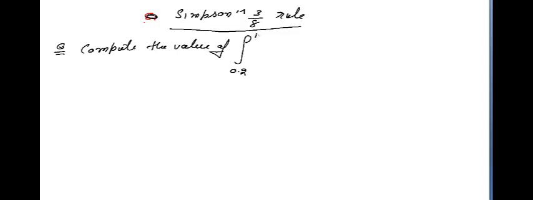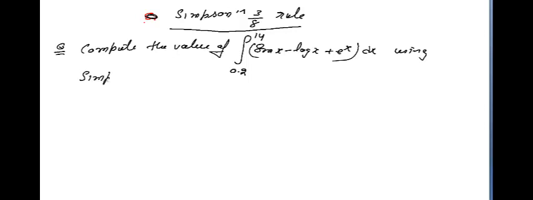So it is better to discuss the question with the example. So let's write down the question. Question is: compute the value of the integral from 0.2 to 1.4 of sin x minus log x plus e raised to power x dx using Simpson's 3/8 rule.